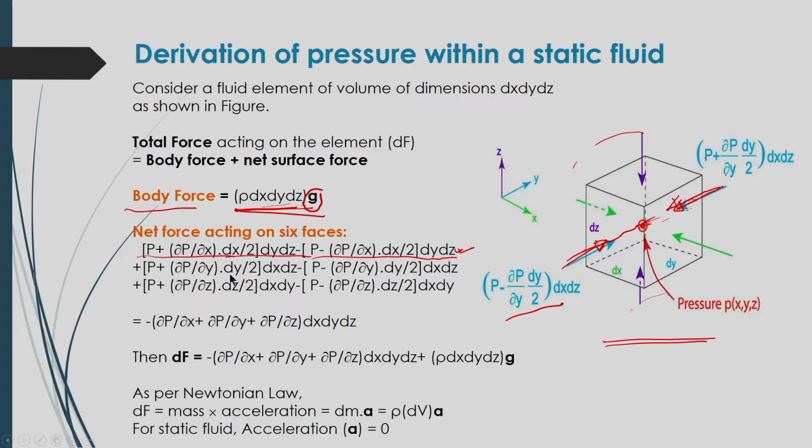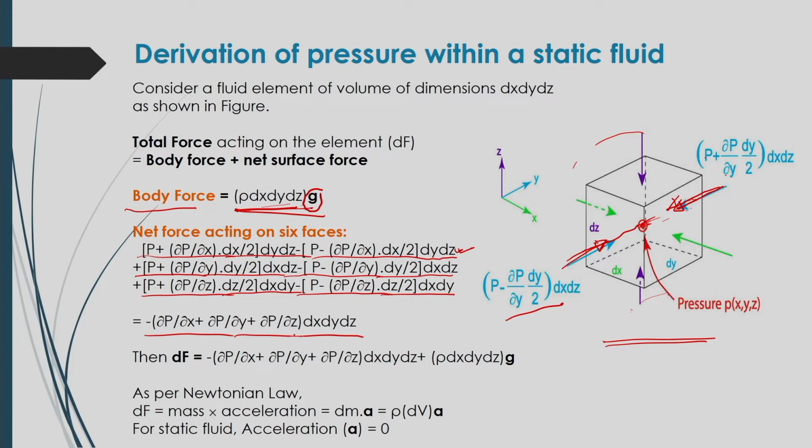Similarly, in the dx dz plane or face, you can express the pressure like this. Similarly, in the dx dy plane or face, you can express the net force there. If you add all those net forces acting on the 6 faces, you get this equation: minus dou p dou x plus dou p dou y plus dou p dou z into dx dy dz. In this way you can calculate the net force acting on the 6 faces.